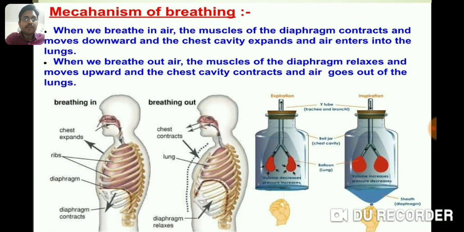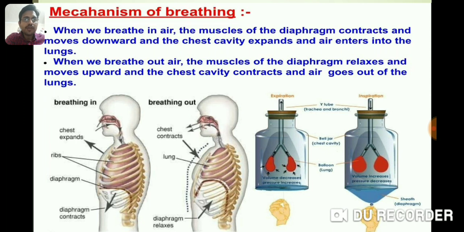Now we will discuss the mechanism of breathing. Breathing is the process of taking in fresh air which is rich in oxygen and expelling out foul air which is rich in carbon dioxide. When we breathe in air, the muscles of the diaphragm contract and move downward and the chest cavity expands. The air from outside enters into the lungs through the respiratory tract. This is called inhalation or inspiration.